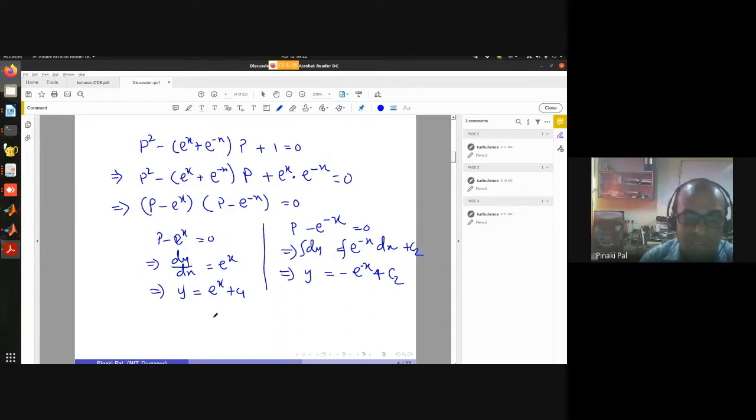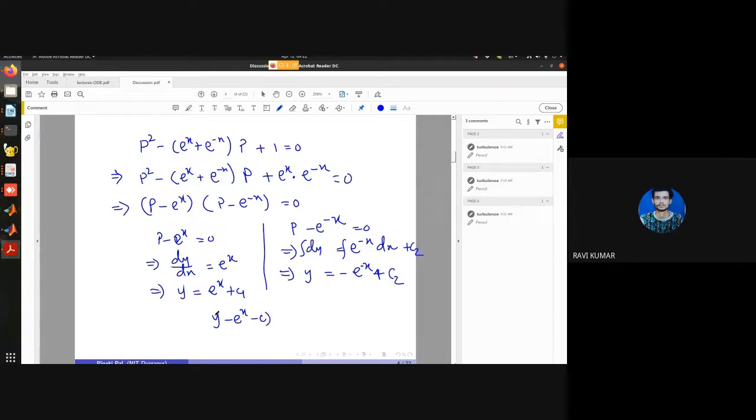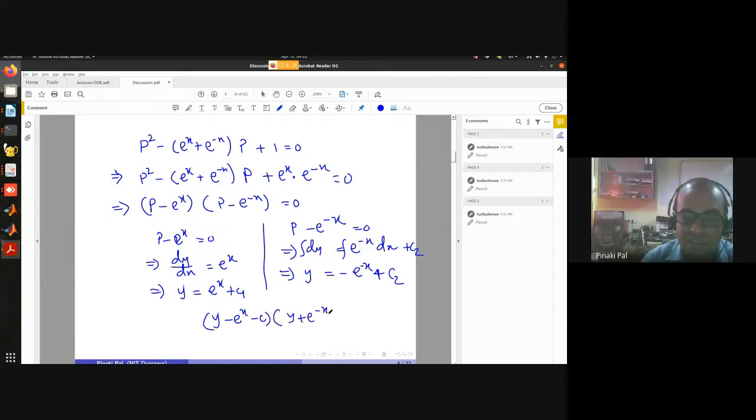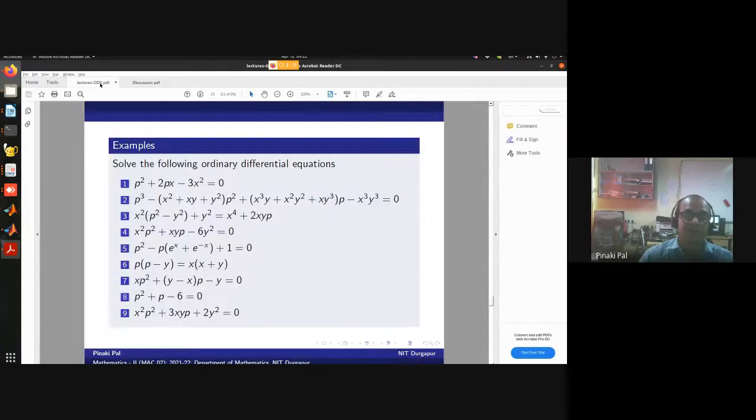And what is the general solution then? (y minus e to the power x minus c) into (y plus e to the power minus x minus c) equal to 0. This is the general solution. So we will not take two separate arbitrary constants.